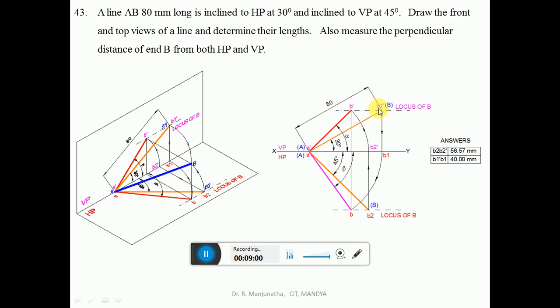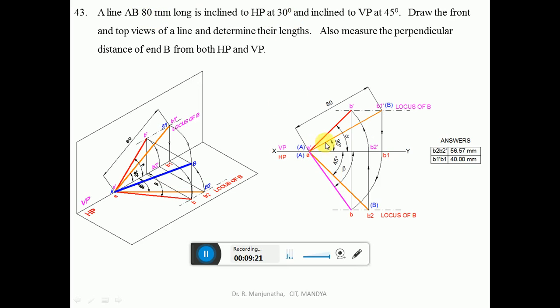Now we have to start the solution. That means we need to find out the apparent length in the top view and also the inclination. To find out the apparent length in the top view and also its inclination, first we have to take the front view of the true length. Because the true length is already available in the front view, since it is given in the problem that AB of 80 mm long is inclined at 30 degrees to HP.